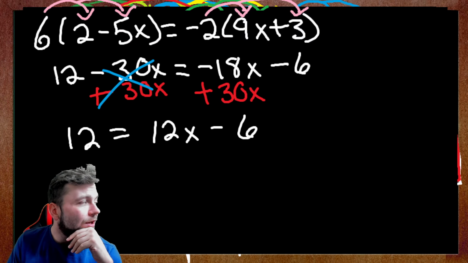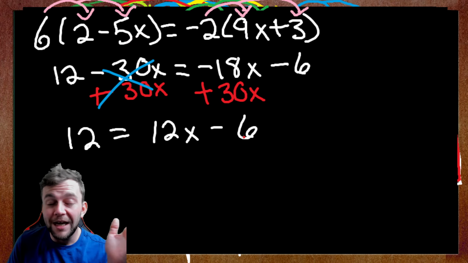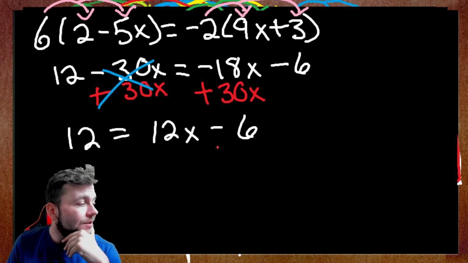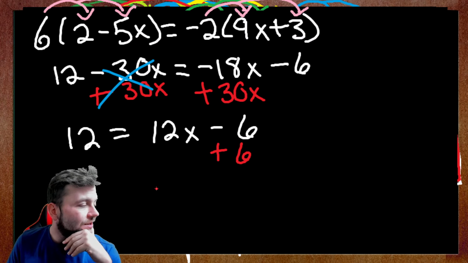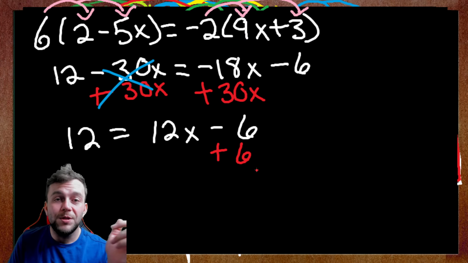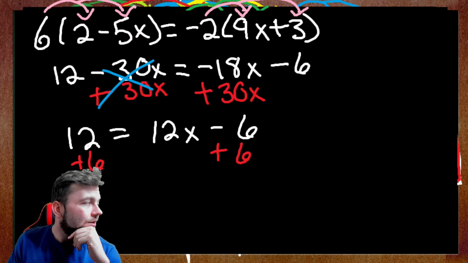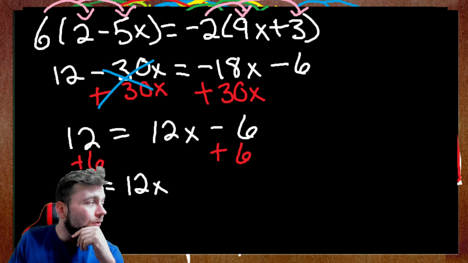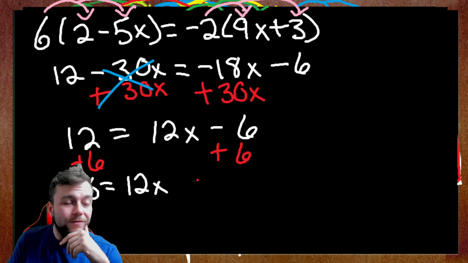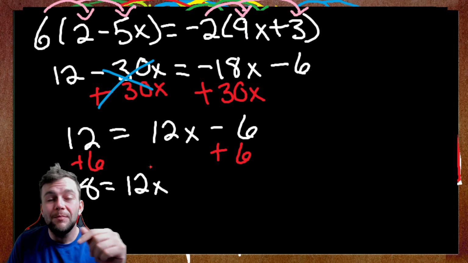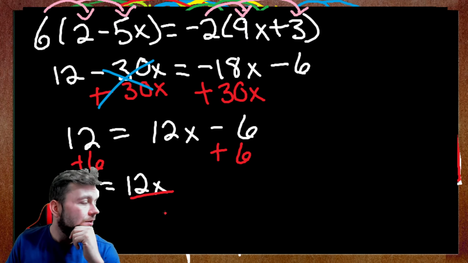Now, how do we get rid of this plus 6? Or minus 6? I just said the answer. You plus 6. Do plus 6 to both sides. So we get 18 equals 12x. How do we get rid of the 12? 12 is being multiplied by the x. So we divide both sides by 12 because that's the opposite of multiplication.